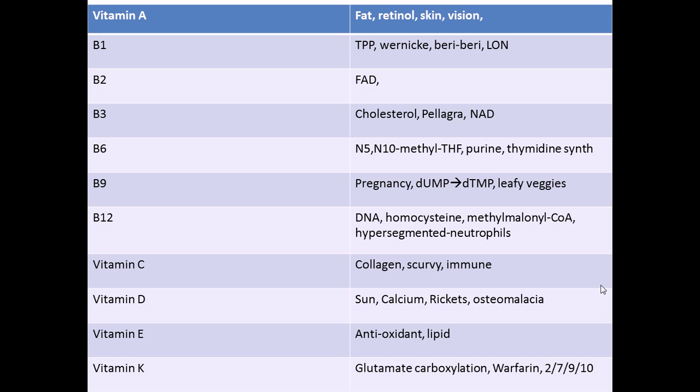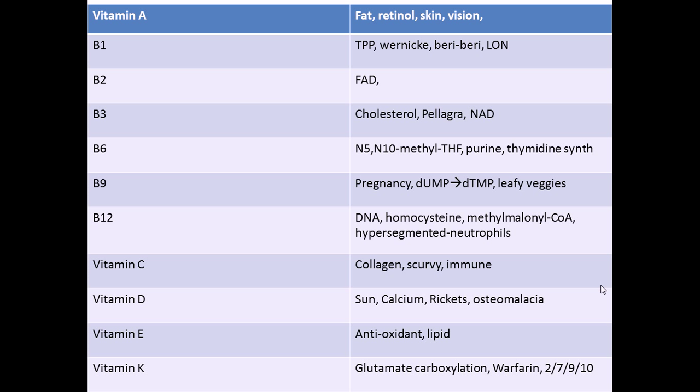B9 is going to be your folate. Folate, think pregnancy, think neural tube defects. I probably should have thrown that up there, but I tried to limit it to four words, four thoughts. Also, you need B9 to create dUMP to dTMP. That's going to be your deoxyuridine monophosphate to your deoxythymidine monophosphate. And then also you get folate typically in leafy vegetables. I've run across a few questions in my lifetime about where do you get folate. It's in the leafy vegetables.